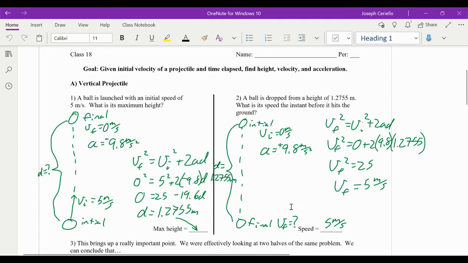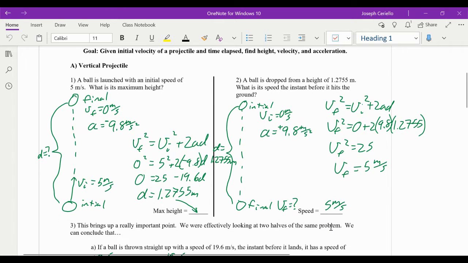So we still don't have time, so we do vf squared equals vi squared plus 2ad, and we get a final velocity of 5 meters per second. Notice how we basically just did the same problem, but forwards and then in reverse. This is typical. If we throw a ball up with a velocity of 5 meters per second, it goes up to its highest point, and by the time it reaches the height it was thrown at, when it comes back down, it's going 5 meters per second again.